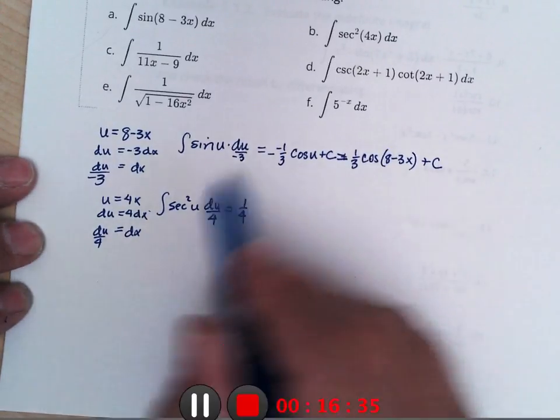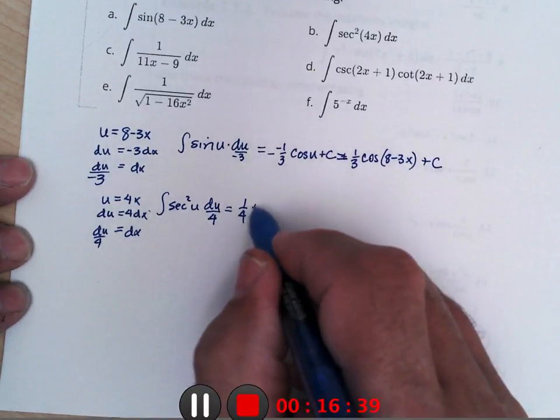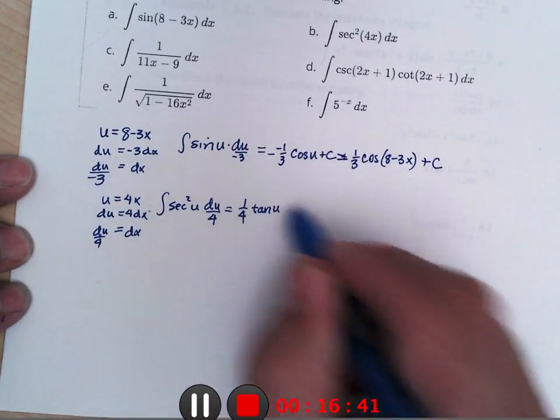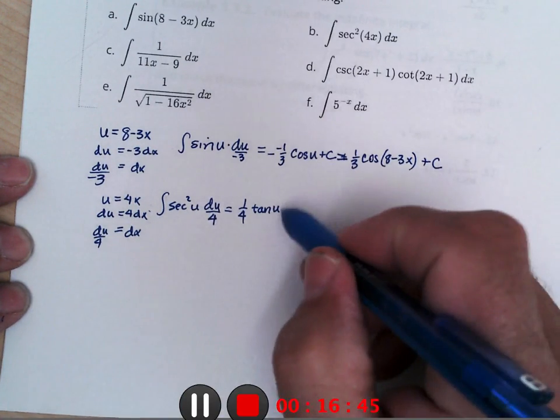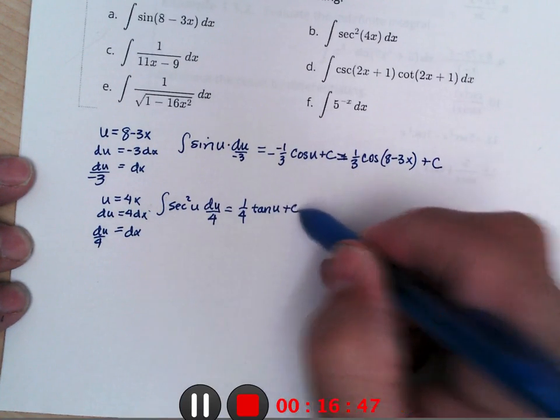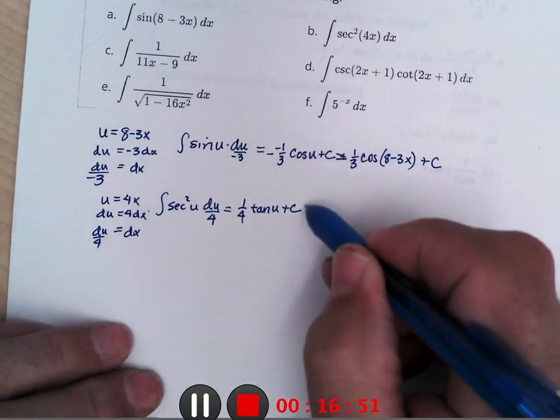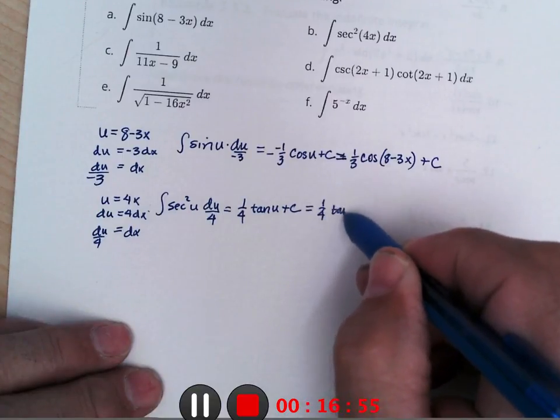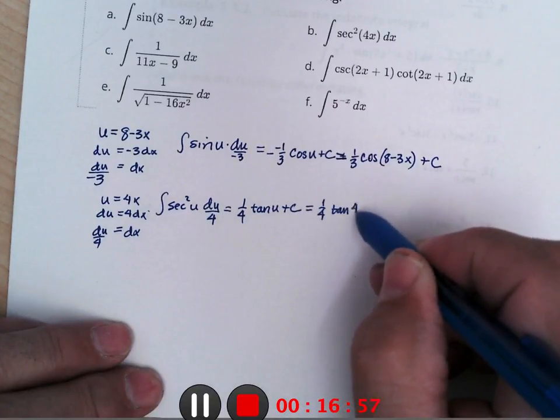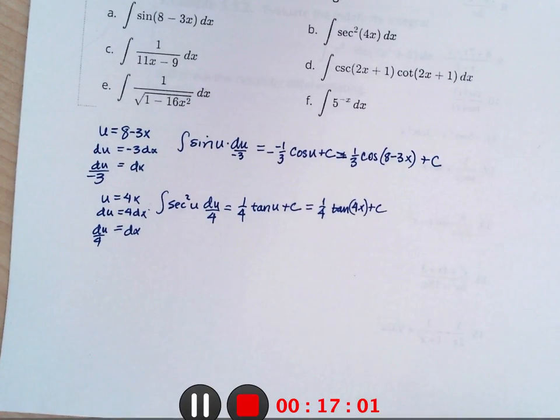The antiderivative of secant squared is just tangent u, because the derivative of tangent is secant squared. And then we got plus c. And we go back and put the 4x in for the u. C.